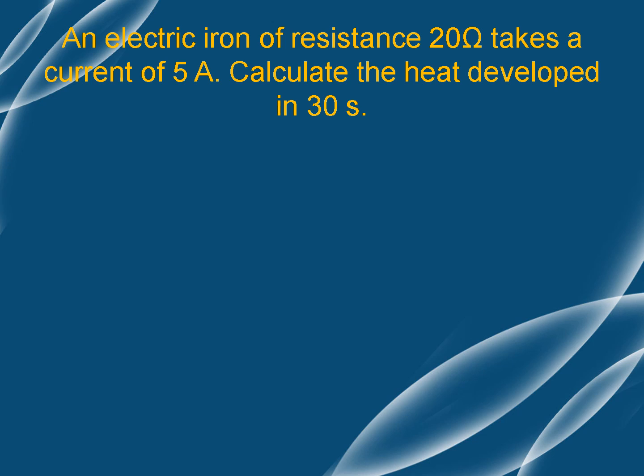An electric iron of resistance 20 ohm takes a current of 5 ampere. Calculate the heat developed in 30 seconds. It's a very easy question and we have the values over here. R, that is the resistance, is equal to 20 ohm. I, that is current, is equal to 5 ampere. And t, that is time, is 30 seconds.